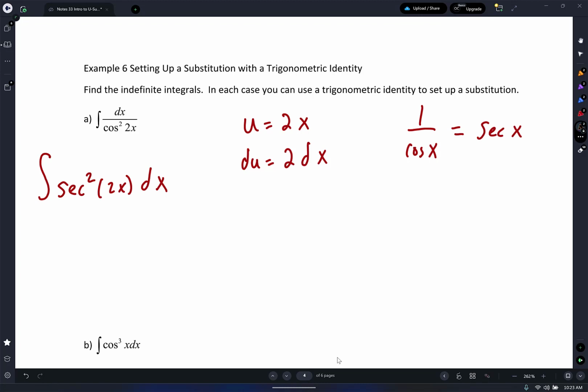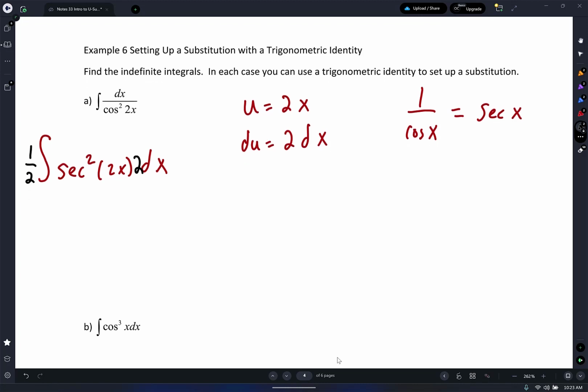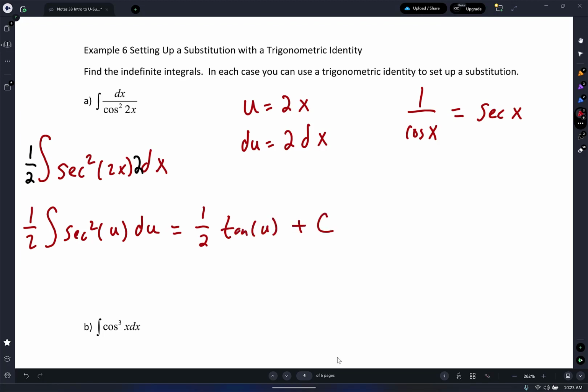Do I have a 2dx in there? No. You have a 2x, but that's part of the argument. I don't have a 2dx. So I put a 2 in the air, and then what do I put on the outside? A 1/2 to balance it out. And now look what I have. A 1/2 integral secant squared of u du. Now it becomes simple. What's the antiderivative of secant squared of u? Tan of u, and then I put a plus what? But I don't want it in terms of u, so I'm going to write 1/2 tan of 2x, that's what u was, plus c.